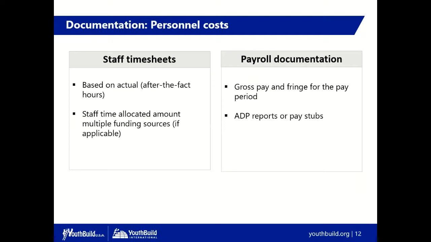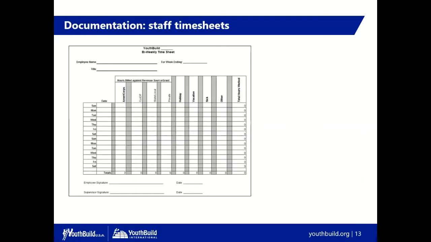So the staff timesheet should indicate the actual hours worked by the employee, and also they need to be allocated by different funding source if it is applicable to your program. In addition, the payroll documentation should show gross pay as well as fringe. The payroll documentation can vary from program to program, but the standard is that it needs to show the gross pay and fringe. So some programs have their own customized staff timesheet, and some use our template.